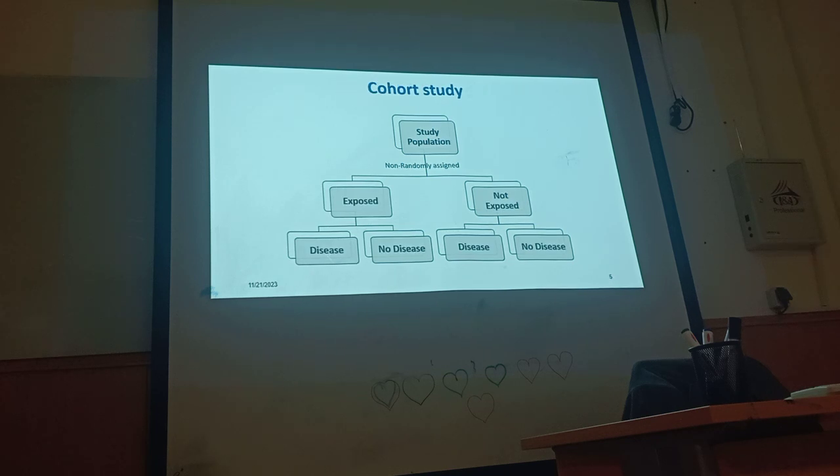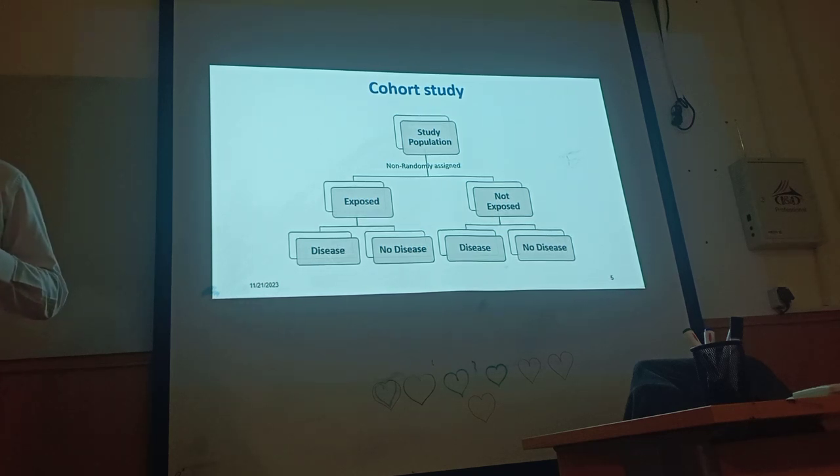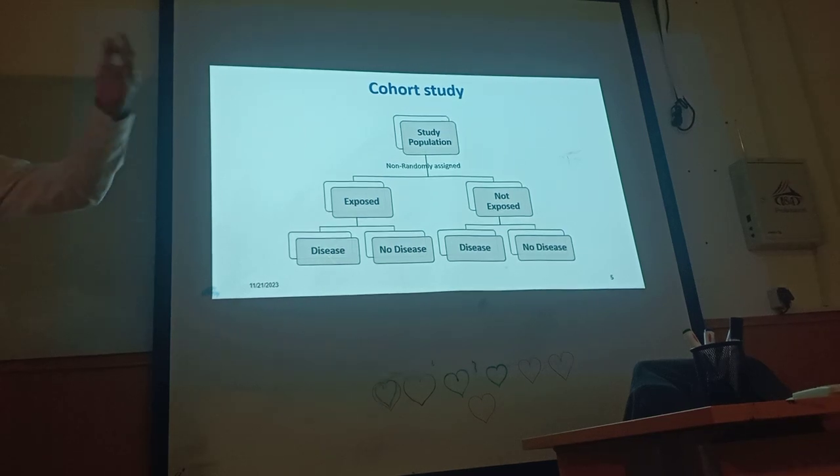In a cohort study, there is no randomly assigned exposure, because the exposures of investigation in cohort studies are potentially harmful. So we cannot, for example, randomly assign people to the group of smoking and not smoking. We cannot recommend people to smoke.